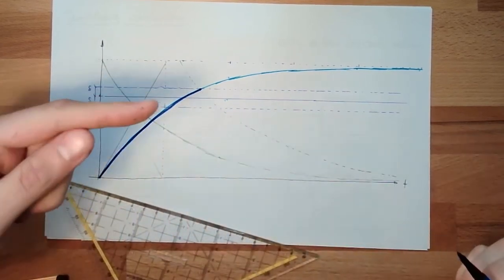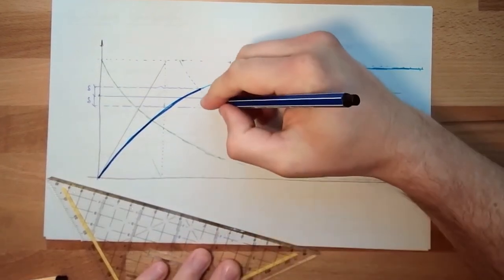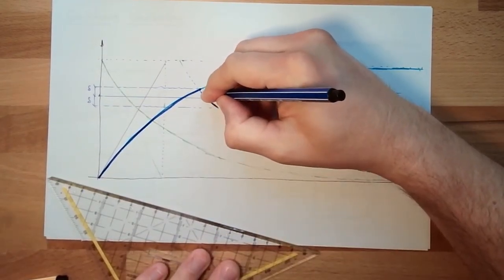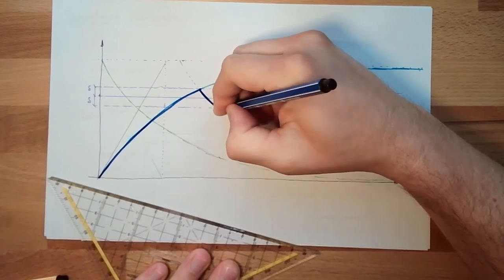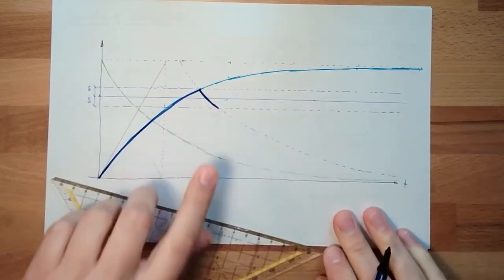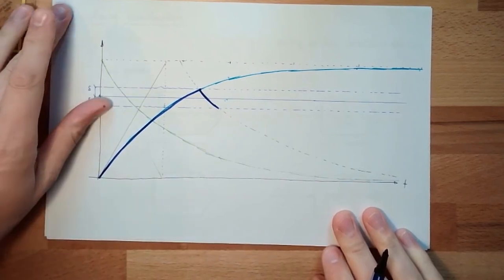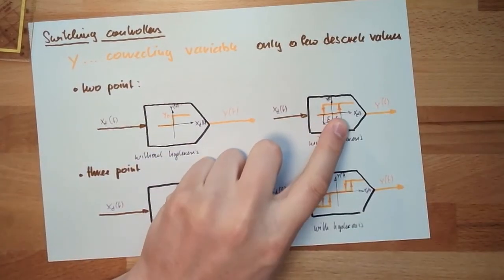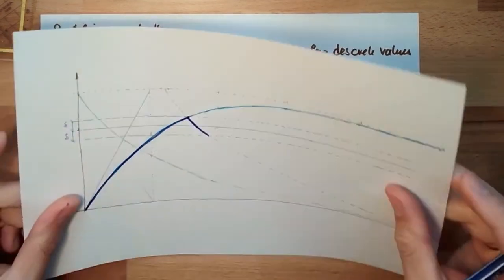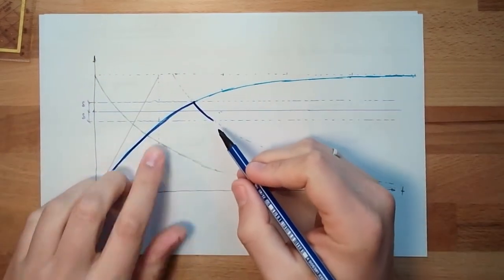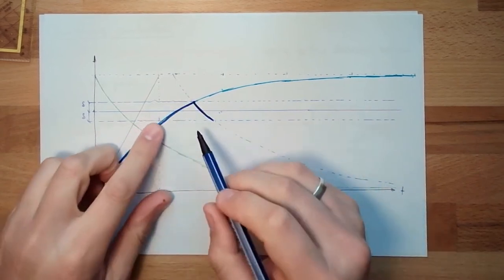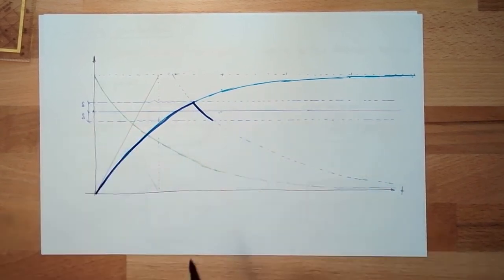And then we're switching off. And then this line will start to drop, and here, if the difference is high again, we'll turn on. Here we turn on again, and it will look exactly like this part of the curve again. It will always look the same.